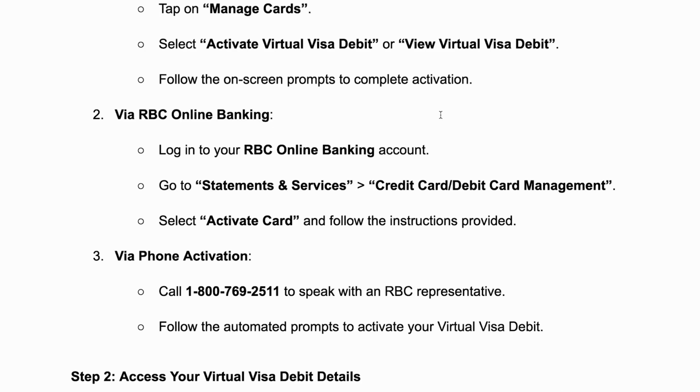If you'd like to do it via phone, you can call 1-800-769-2511 to speak with an RBC representative. Follow the automated prompts to activate your virtual Visa Debit.